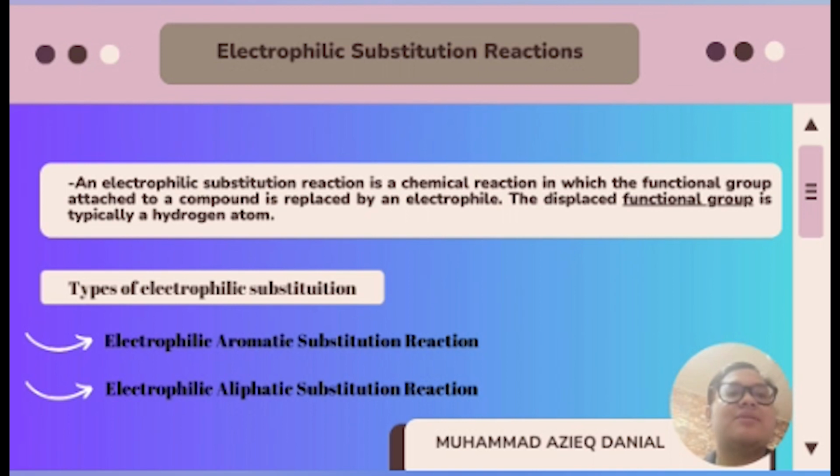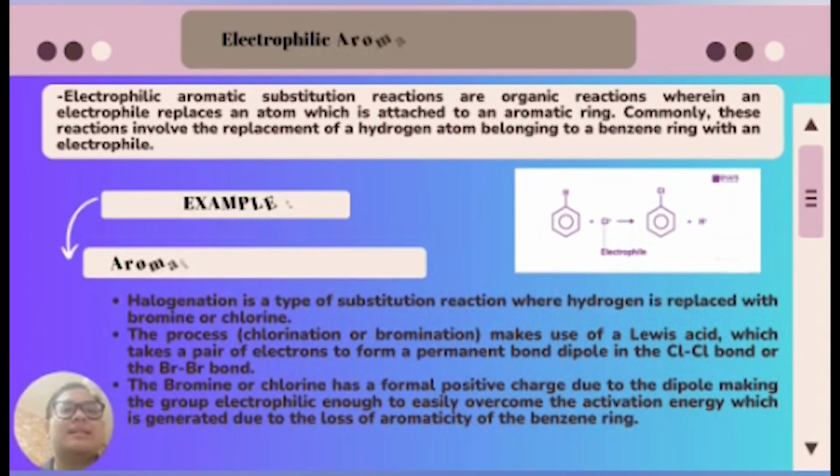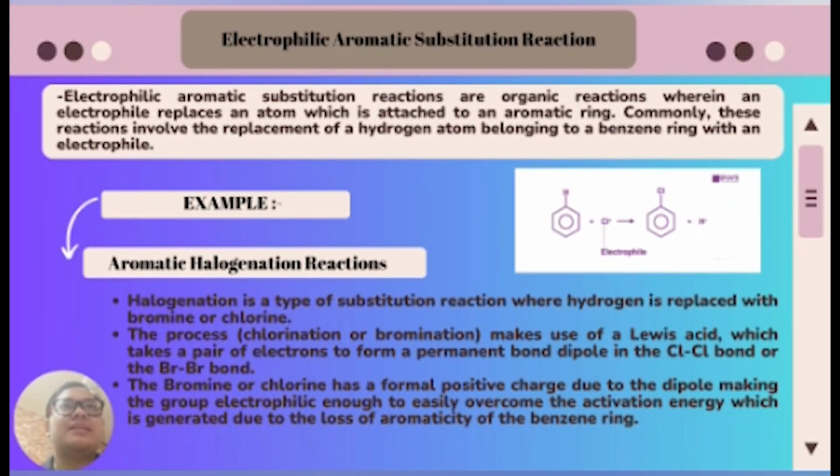Electrophilic substitution is divided into two types. The first one is electrophilic aromatic substitution reaction, and the second one is electrophilic aliphatic substitution reaction. Next is electrophilic aromatic substitution reaction. Electrophilic aromatic substitution reactions are organic reactions wherein an electrophile replaces an atom which is attached to an aromatic ring. Commonly, this reaction involves the replacement of a hydrogen atom belonging to a benzene ring with an electrophile.